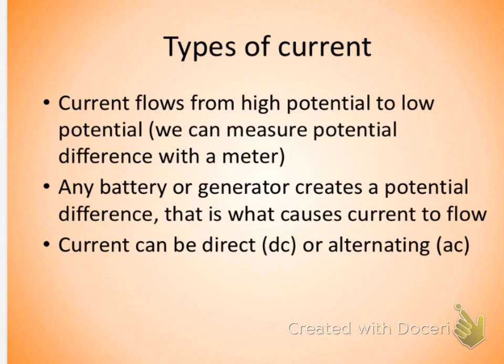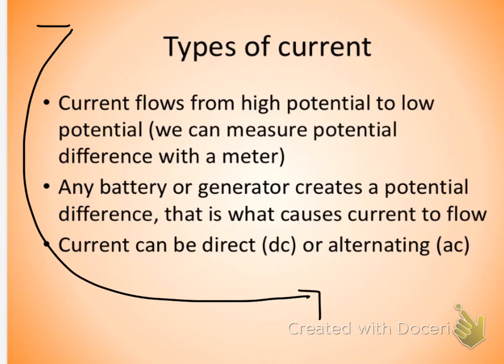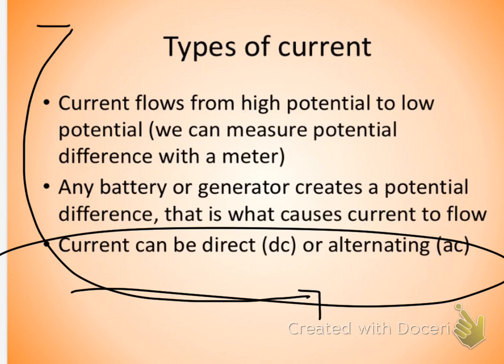Okay, so current flows from high to low. It's just like gravitational potential energy, and we will use some multimeters a little bit later to measure potential difference across a circuit. You can create potential difference with anything, and that's just like pushing the rock up the hill. That's creating the potential difference. You can do that mechanically, you can do that chemically. Then when you release it, it's going to flow downhill. And we have alternating and direct, which we'll talk about here.